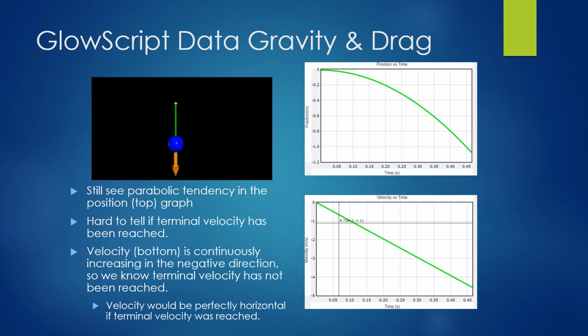In the position versus time graph, we still see parabolic tendency. It's difficult to tell if terminal velocity has been reached. In the velocity versus time graph, the velocity is continuously increasing in the negative direction, so we know terminal velocity has not been reached. Had terminal velocity been reached, we would see a perfectly horizontal line.